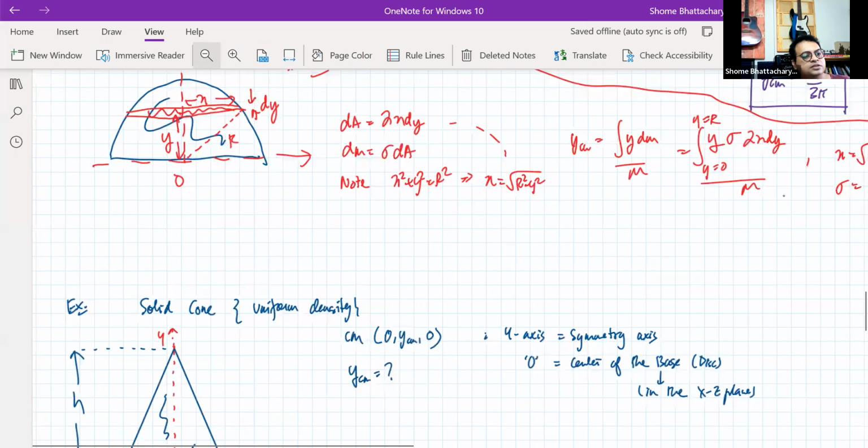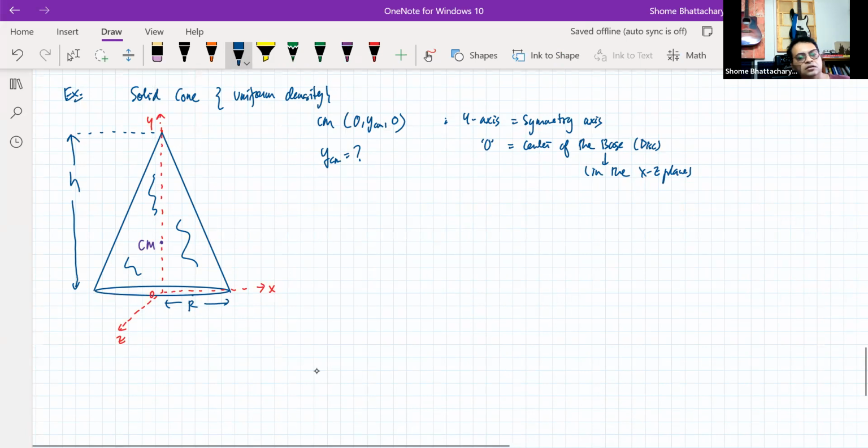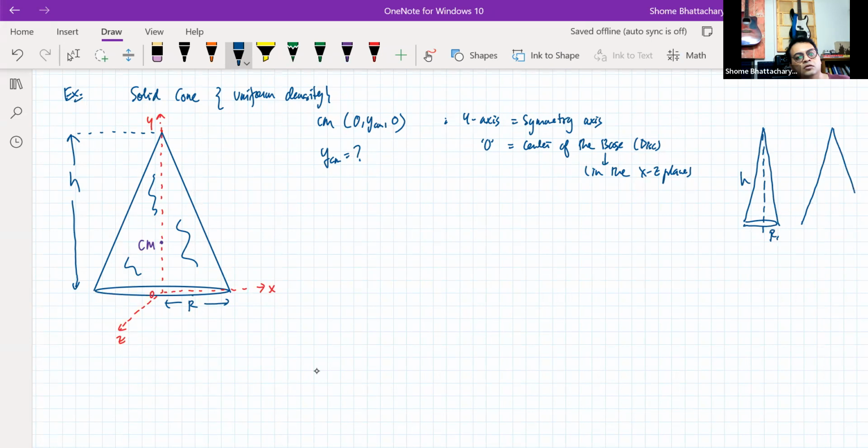Because what that means to say is that if I have two different cones of the same height, I have a cone which is fairly thin, narrow, so it has some radius R1, but a height h. And now I compare this with a much wider cone, but that wider cone is having the same height h. So R2 is greater than R1. What the result will show us is that both of them are having the center of mass at the same height.